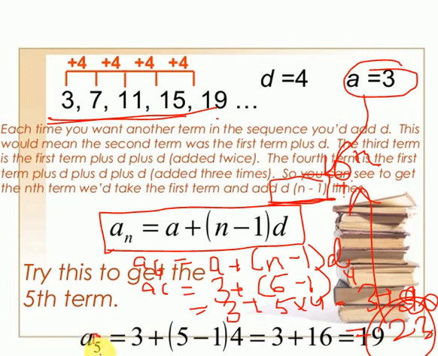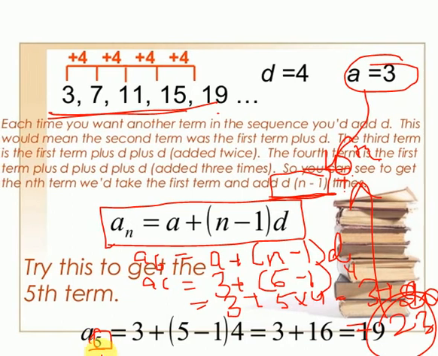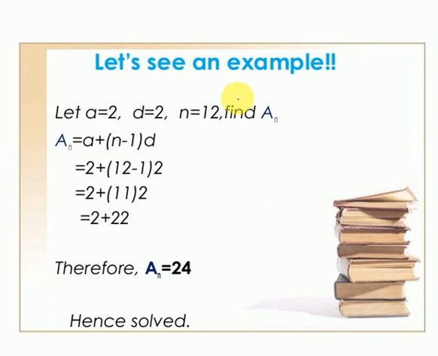Here they have to find the fifth term. So 3 plus 5 minus 1, times 4, is equal to 3 plus 16 is equal to 19. So they have used the same formula. So what is this? That we have to add D, n minus 1 times, to the first term so that we can find the term that we want. Okay, you have to learn that. Okay, so now we will see an example.